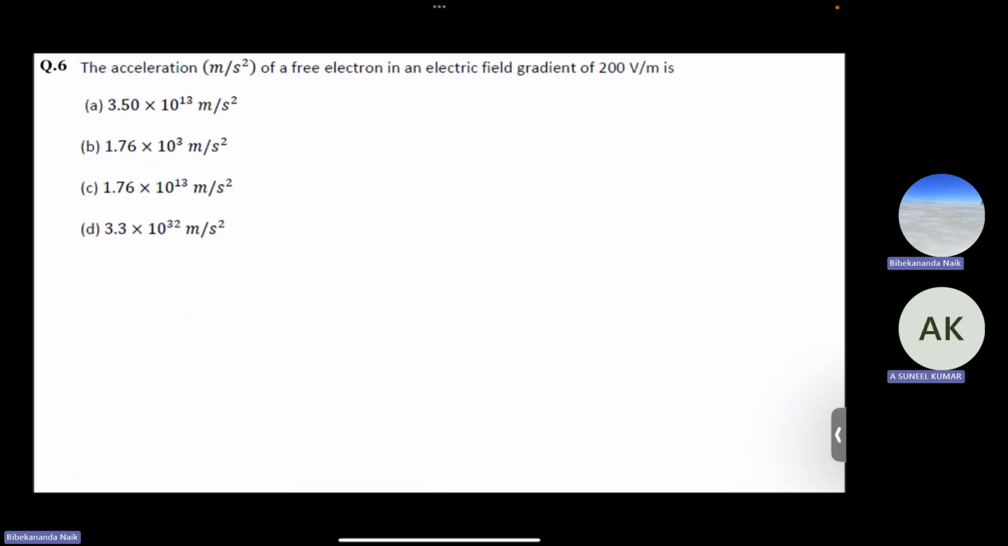Yes, sir. Okay, so question number 6: the acceleration in meter per second square of a free electron in an electric field gradient of 200 volt per meter is. Option A: 3.50 into 10 to the power 13. Option B: 1.76 into 10 to the power 3. Option C: 1.76 into 10 to the power 13. And option D: 3.3 into 10 to the power 32 meter per second.